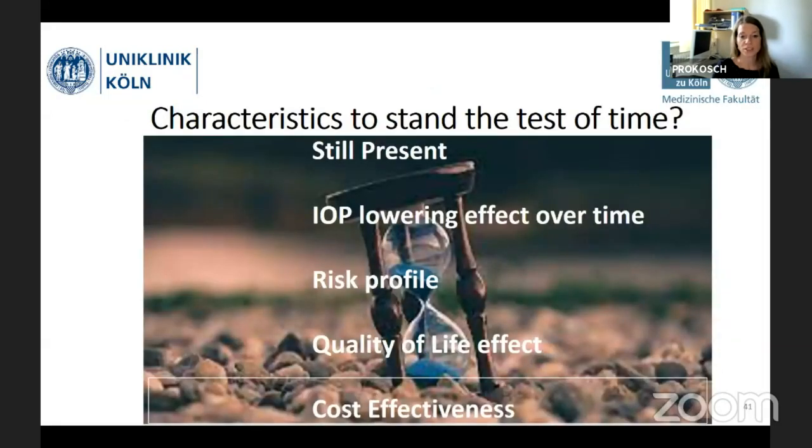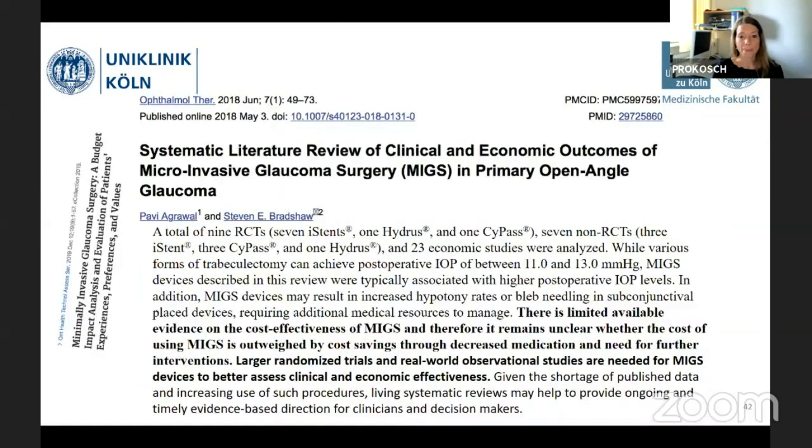And the last one is the cost effectiveness. What do we know? Well, the systematic literature review of clinical and economic outcomes of microinvasive glaucoma surgery in primary open-angle glaucoma shows there is limited available evidence on the cost effectiveness of MIGS, and therefore it remains unclear whether the cost of using MIGS is outweighed by cost savings through decreased medication and need for further interventions. So I think even this topic has to be looked into a bit deeper.